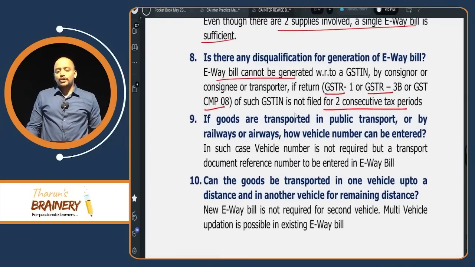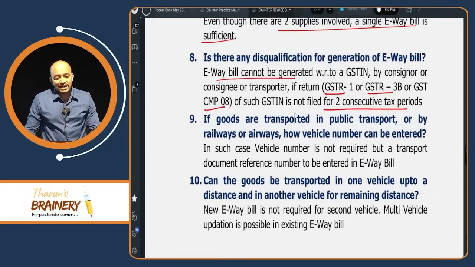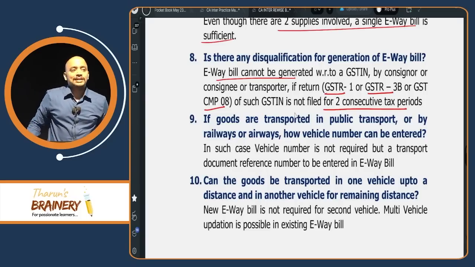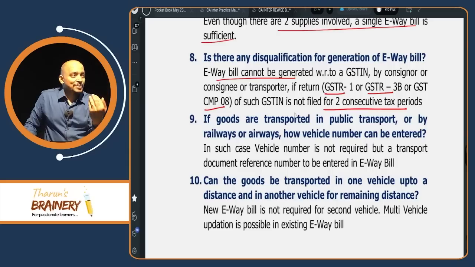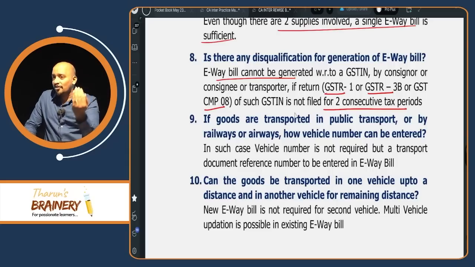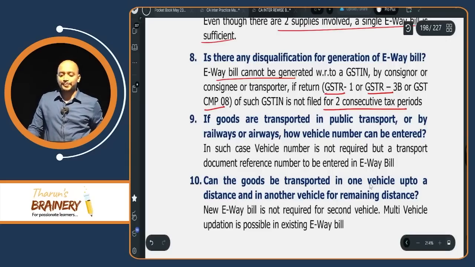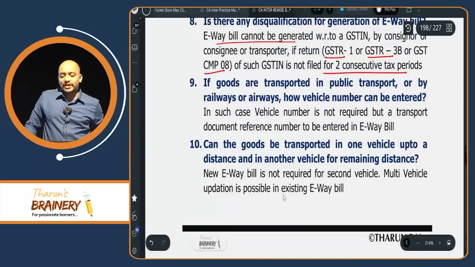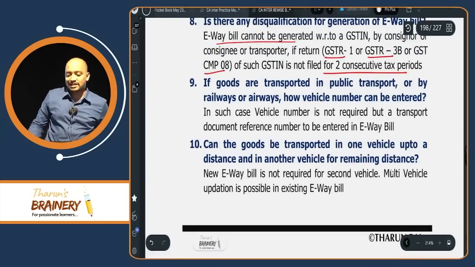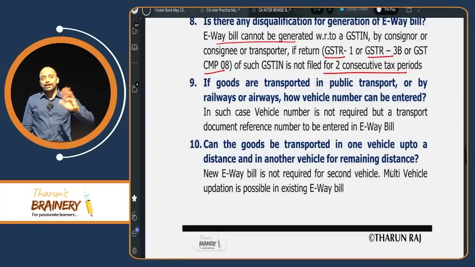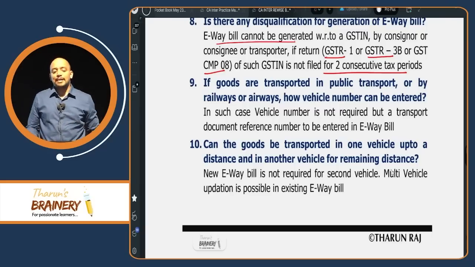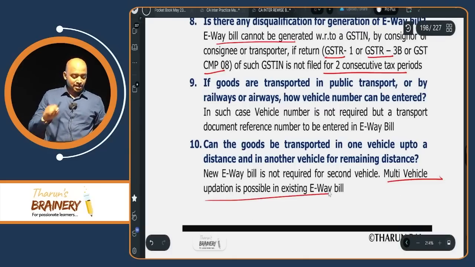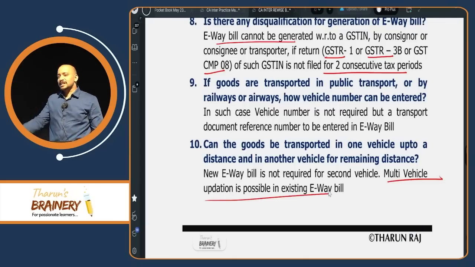If goods are transported in public transport or by railways or airways, how can the vehicle number be entered? In that case, vehicle number is not required, but they will give one document, airway bill number or bill of lading number. That number we need to enter. Can the goods be transported in one vehicle up to a distance and in another vehicle for the remaining distance? Yes. For that, no need to generate a new e-way bill. In the regular e-way bill itself, multi-vehicle updation is possible. Okay, so with this we completed e-way bill provisions.